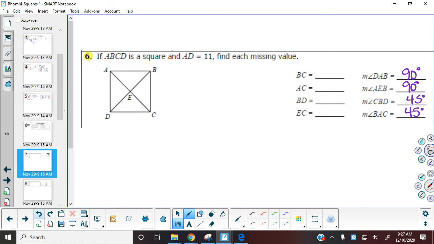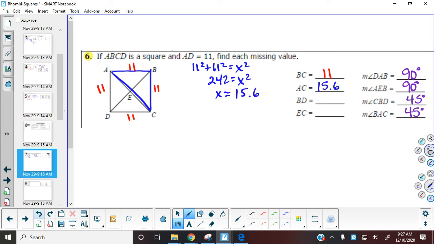You've got AD is 11. So this is 11, this is 11, this is 11. Always. All right. So right now we can figure out BC is 11. We can then work to find AC. So again, what you see here is a right triangle. So we've got 11 squared plus 11 squared equals x squared. And so when we add 11 squared and 11 squared, you get 242 equals x squared. And then we're going to do the square root of that, which gives us approximately 15.6. And so that's our A to C, 15.6.